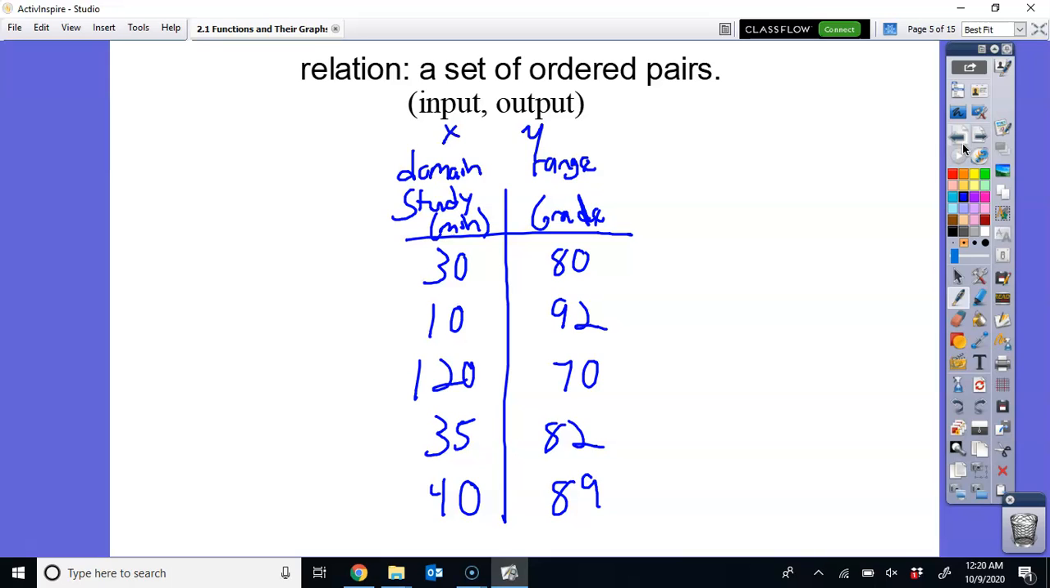In this case, think about our example that we just used. You study for 30 minutes, you're going to get an 80. That doesn't always happen. You don't always have an exact, perfect relationship between the two. In the real world, that just doesn't happen. But when we can see exact relationships, or if we can see things that are close to relationships between the two numbers, we use what is called a function.